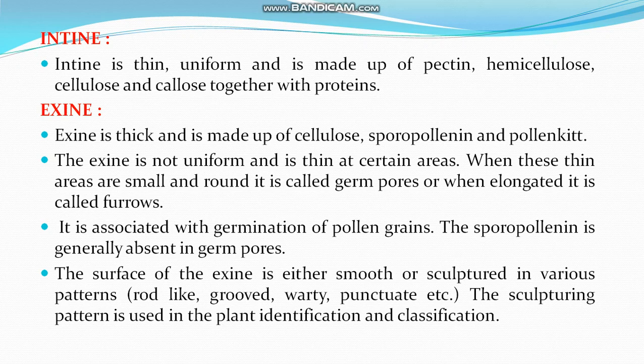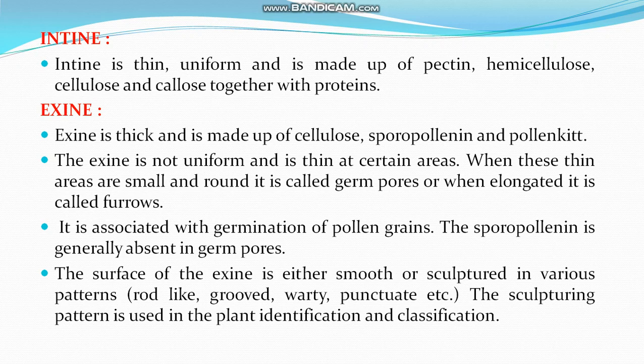The next outermost layer is known as exine. Exine is thick and it is made up of cellulose, sporopollenin and pollen kit. The exine is not uniform and is thin at certain areas. When these thin areas are small and round, they are called germ pores, or when elongated, they are called furrows. It is associated with the germination of the pollen grain. The sporopollenin is generally absent in germ pores, and in other regions the sporopollenin is present.